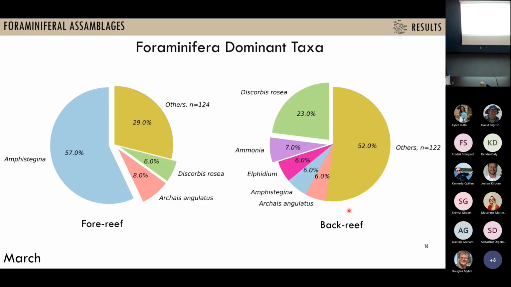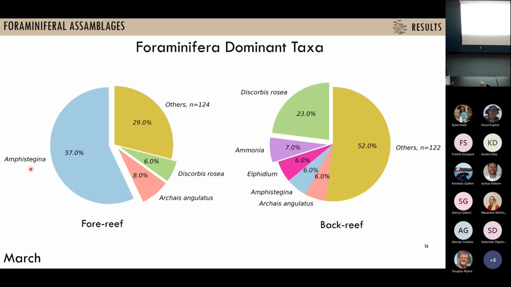And now moving on to the foraminifera assemblages, the exciting part. Here we have the fore reef top dominant taxa that we found. And here we have the back reef. So in the fore reef, we see this species here, Amphistegina, being the predominant. And in the back reef, we see Discorbis, Ammonia, and Elphidium being the dominant species, and what that means.